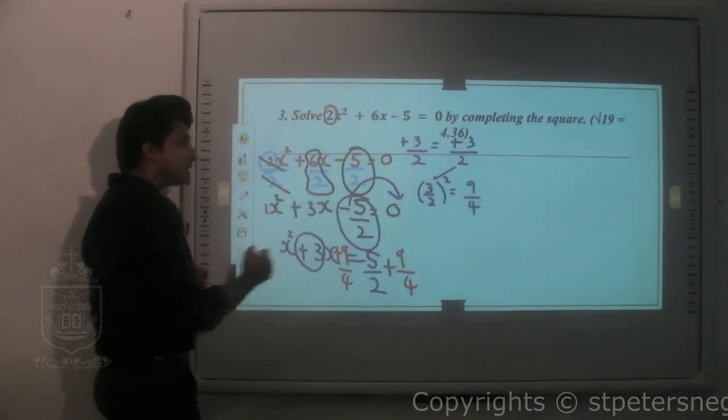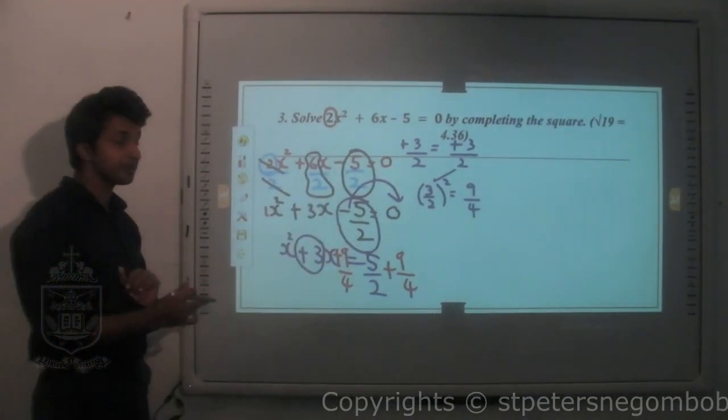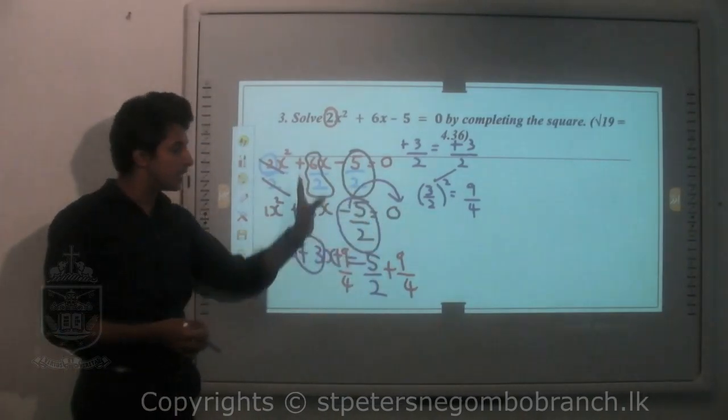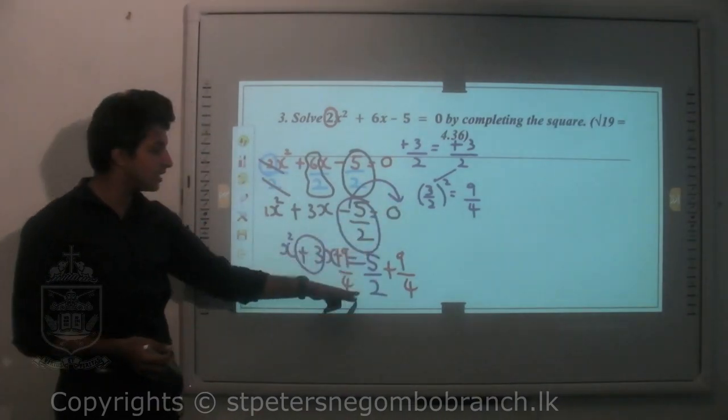6 divided by 2 is 3, and minus 5 over 2 equals 0. Why I did not divide this part is that I can't divide it because I won't get a whole number. So I have to keep it as a fraction. Now take it to the other side in the next step.